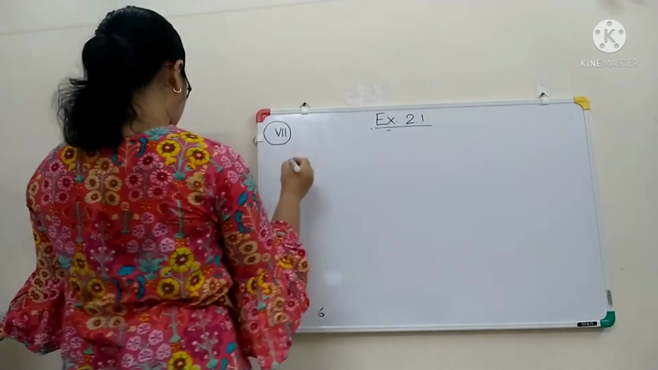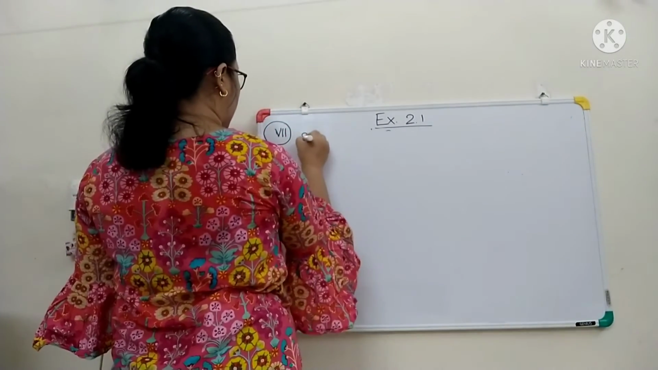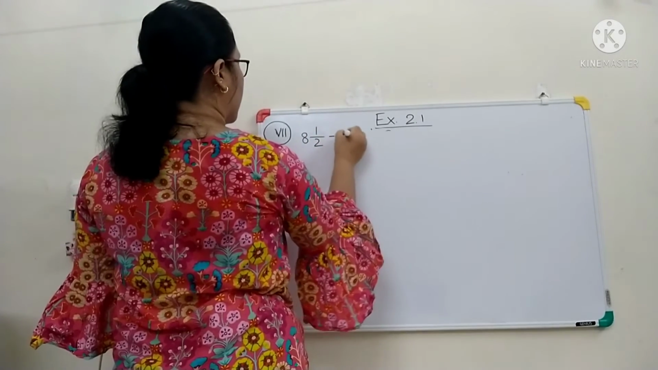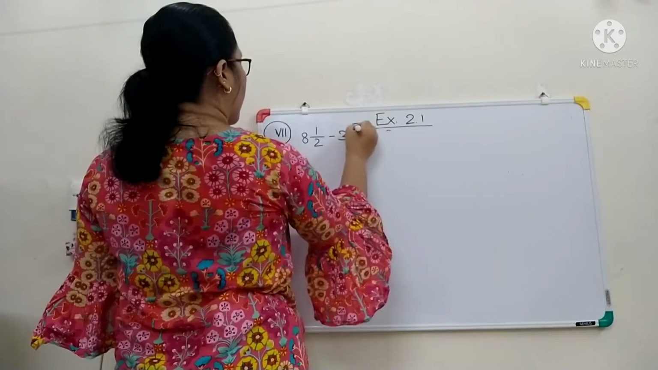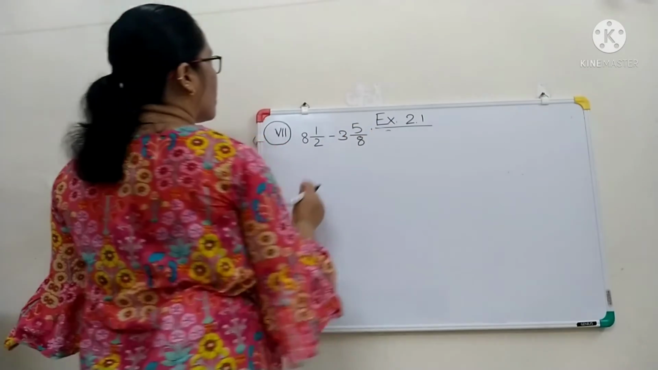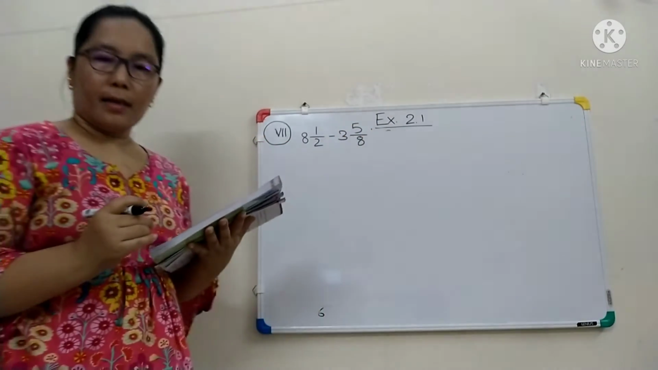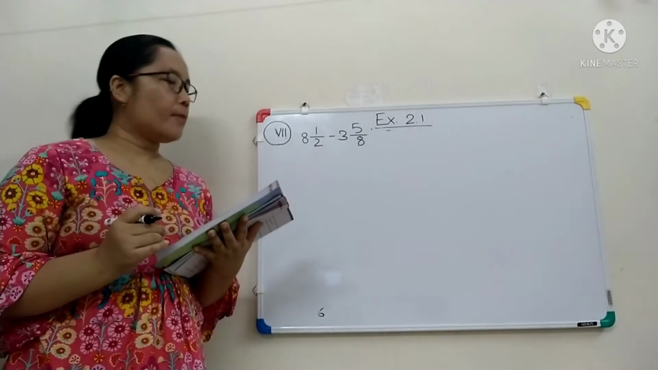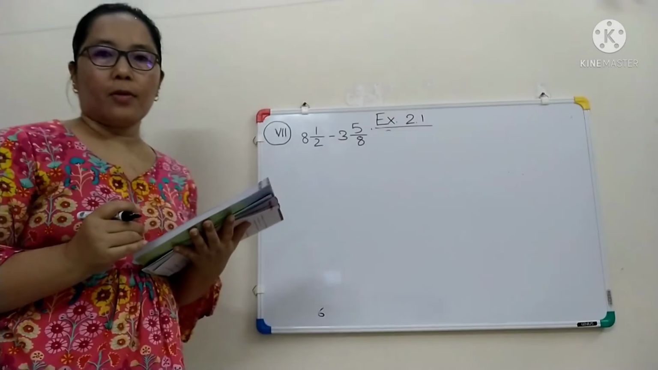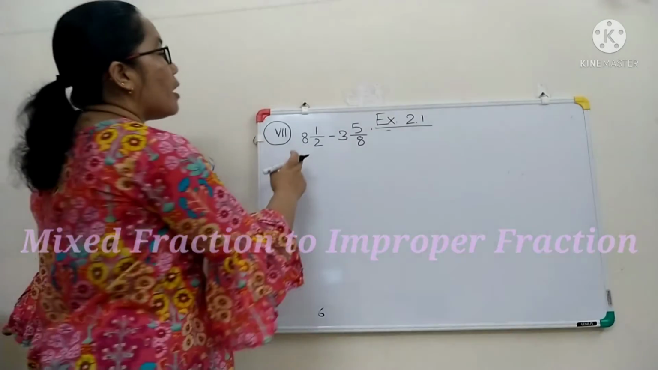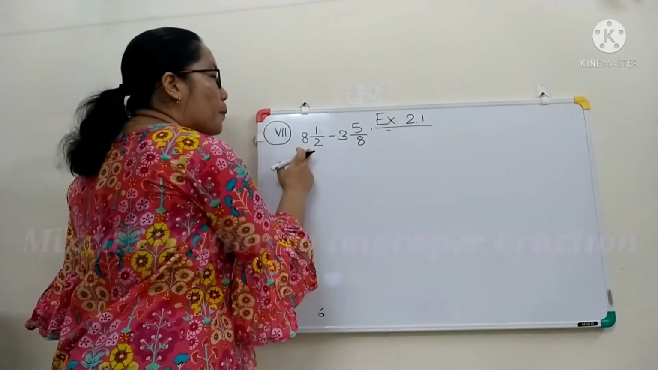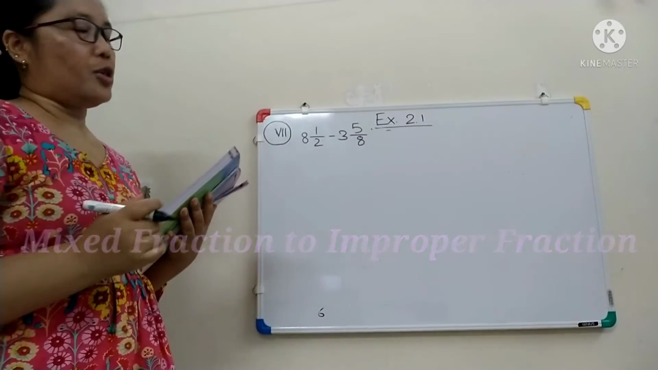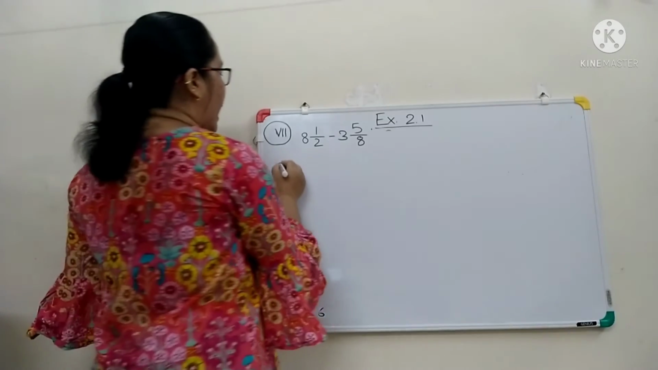Now come to the next one. It is 8 and 1/2 minus 3 and 5/8. So here also these two numbers are mixed fractions and we have to subtract them. Okay. So again, like the addition form, here also we first have to convert these mixed fractions into improper fractions. So the same method we will apply.